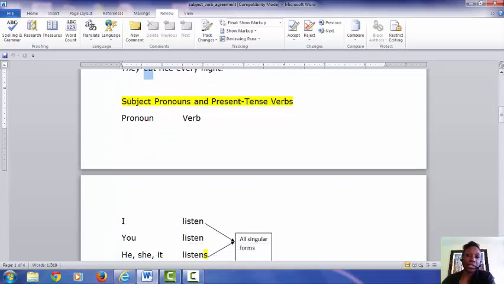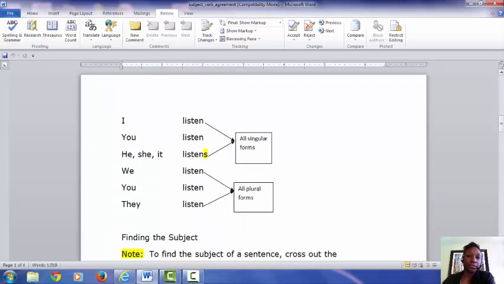Subject pronouns and present tense verbs. I mentioned before that the singular subjects are he, she, it, which are pronouns, or the subject could be a noun like Mila or Jonathan. Singular subjects take the singular verb, and the singular verb, the third person singular verb, takes an S. So that's why we have that.